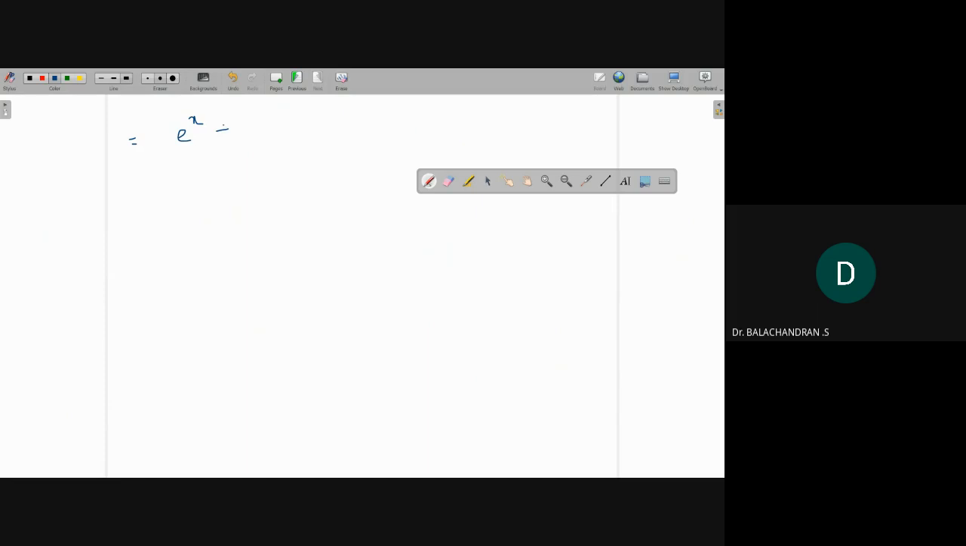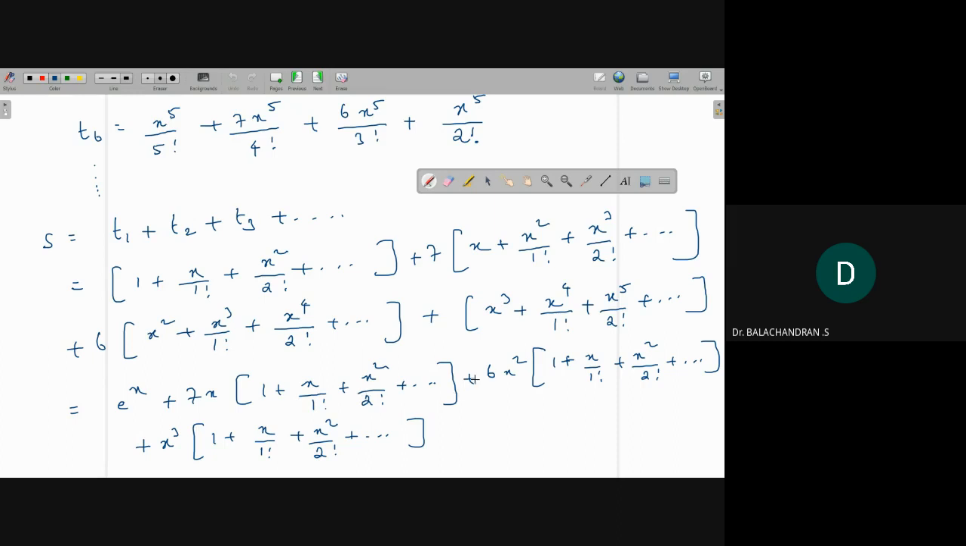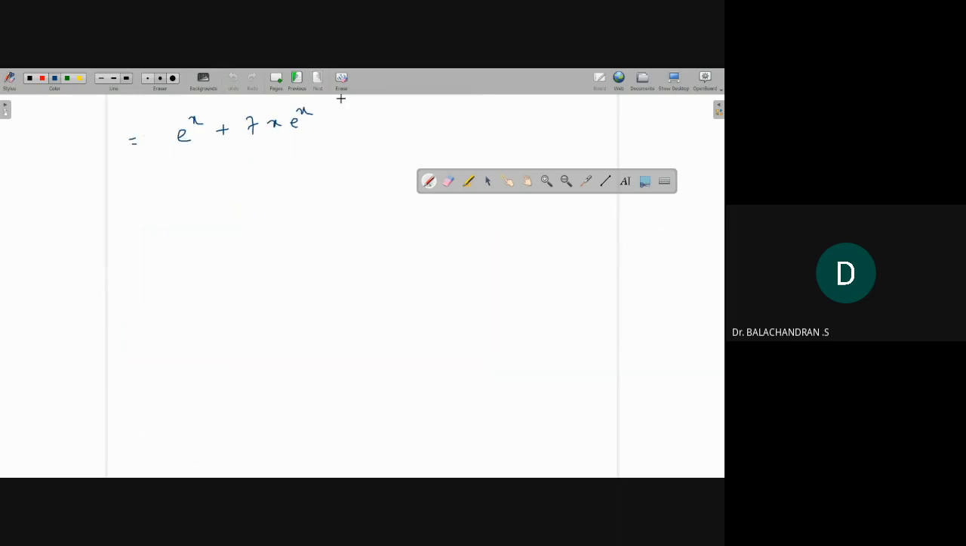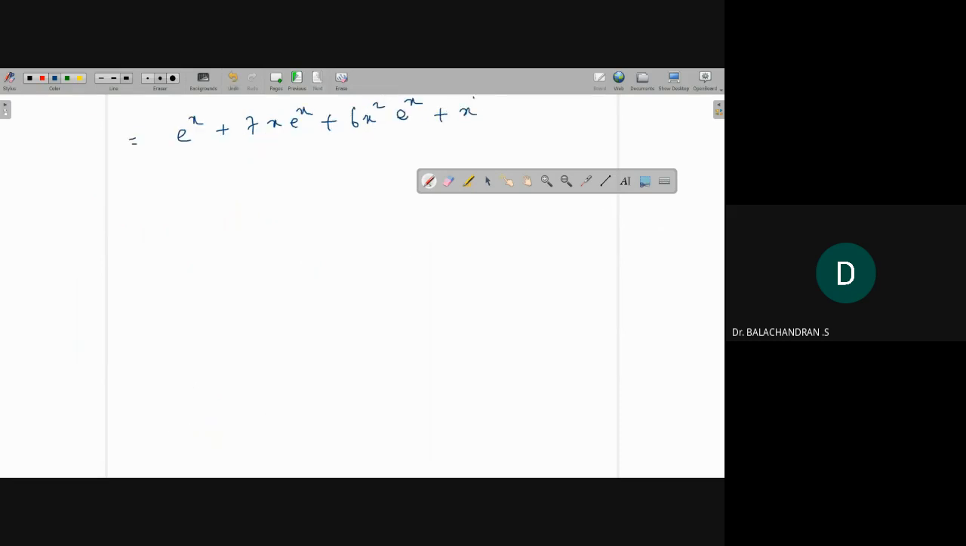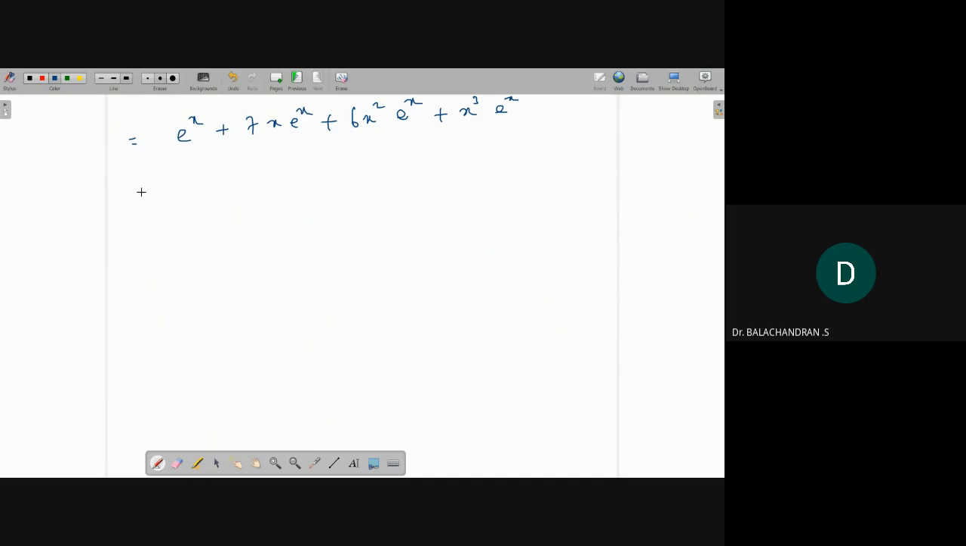So this is equal to e power x plus 7x e power x plus 6x square e power x plus x cube into e power x. Take e power x common, the final answer is x cube plus 6x square plus 7x plus 1.